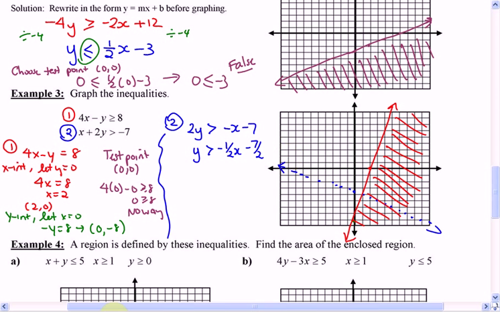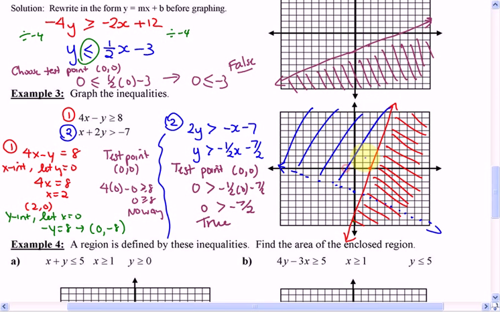What's my last point I need to do? Yes, the test point. Which test point would you like me to try? How about (0, 0)? 0 is, sorry, not less than, greater than negative 7 over 2. Totally true. So I better shade in that side that contains 0. That'll be over here.